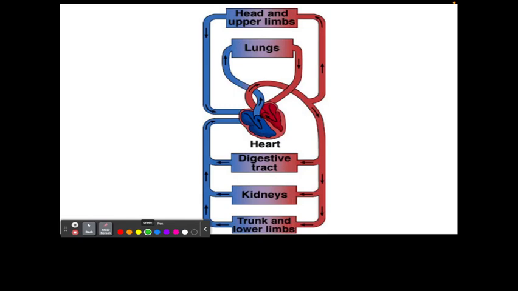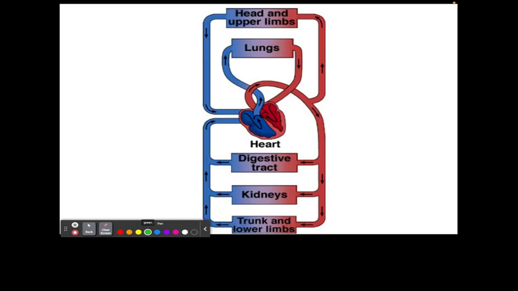But there's also the second part of it that sometimes we overlook, and that is getting rid of the CO2, right? So not only are we bringing oxygen to tissues like, let's say, our brain, or our arms, or our bones, wherever you want to talk about, we also take CO2 away from those areas and we bring them back to the heart. And then we deliver them to the lungs.